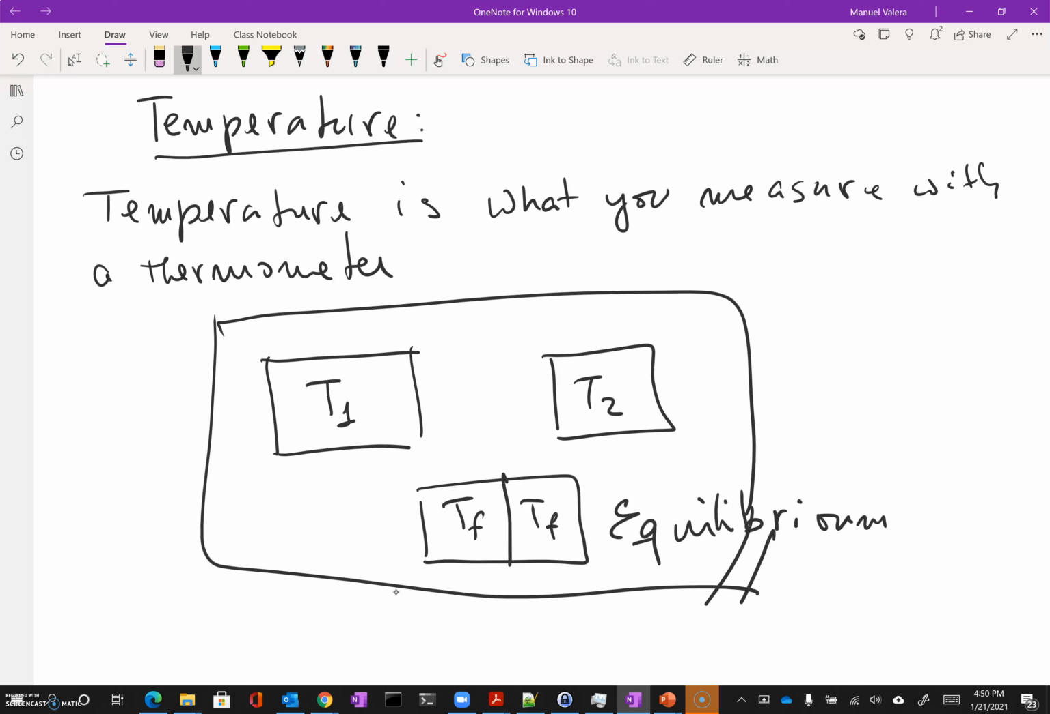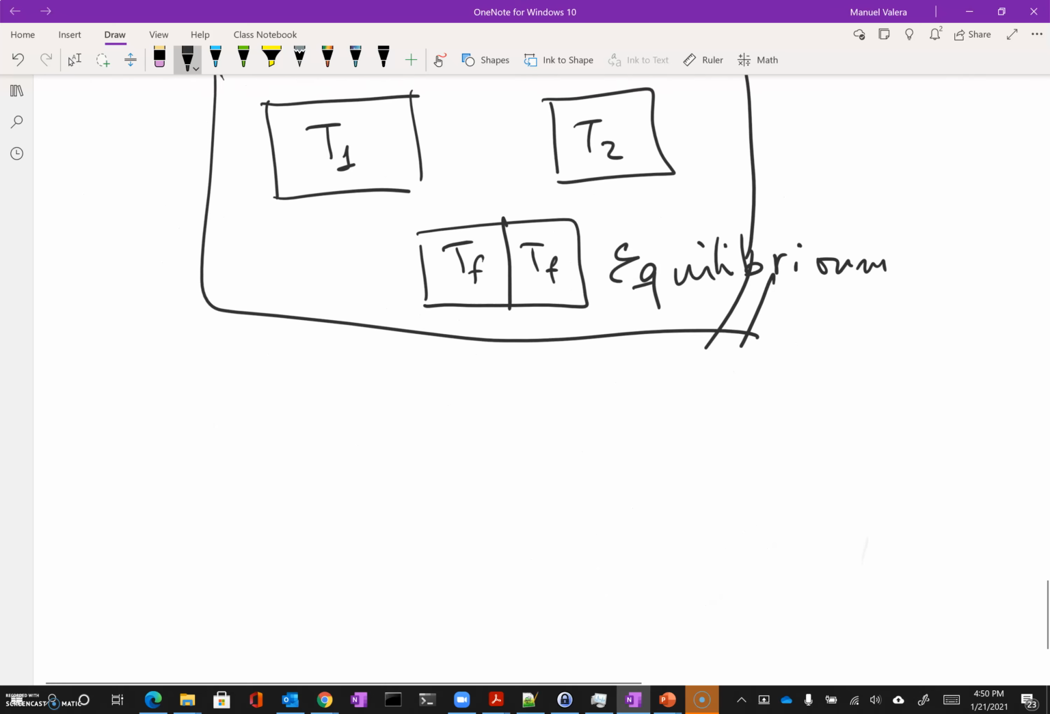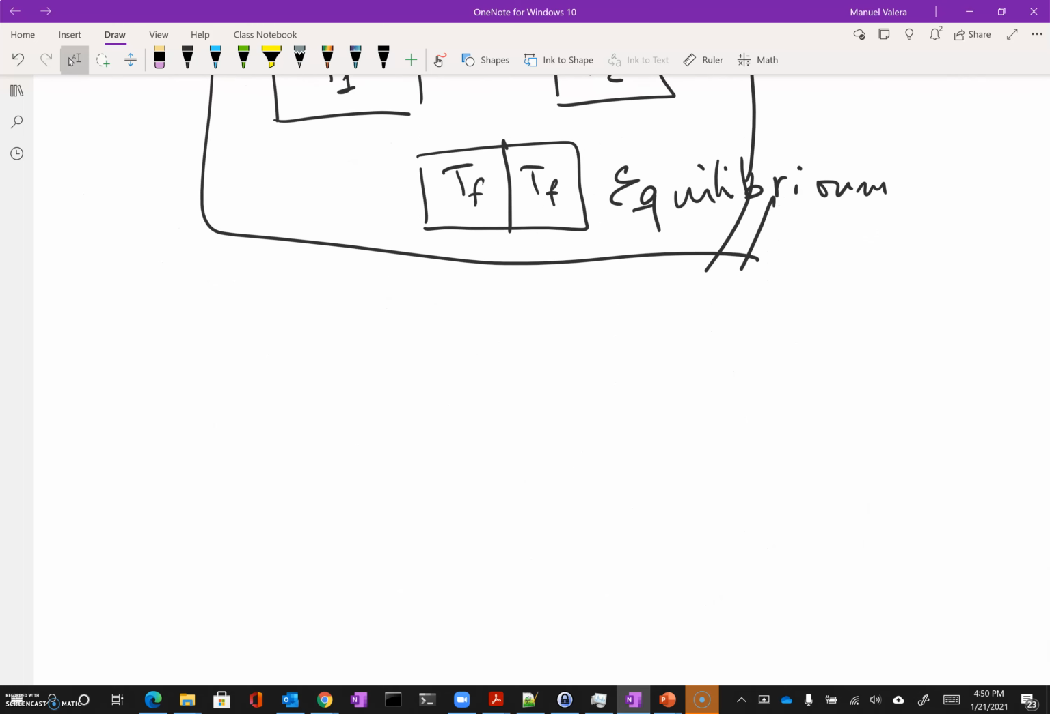So temperature is what you measure with a thermometer. So take a thermometer, you put it in contact with what you want to measure, and then you get a measurement. So two things that are important is, well, your thermometer has to be small compared to whatever you want to measure. By that we mean the temperature of what you're measuring shouldn't be affected by your thermometer.